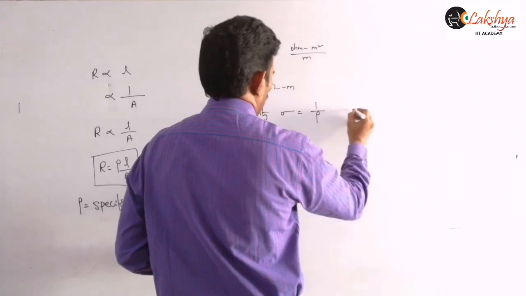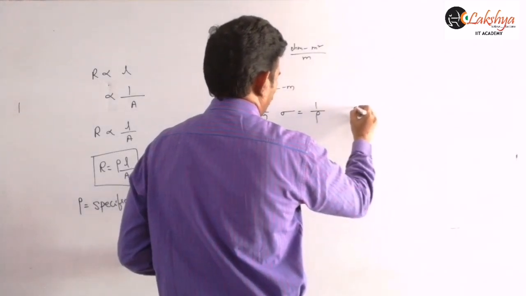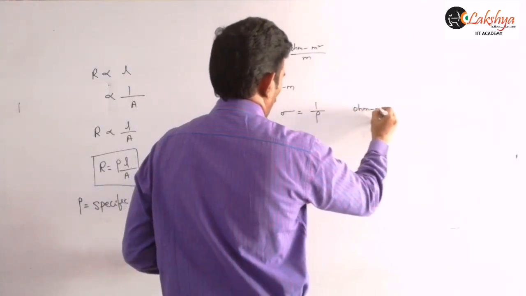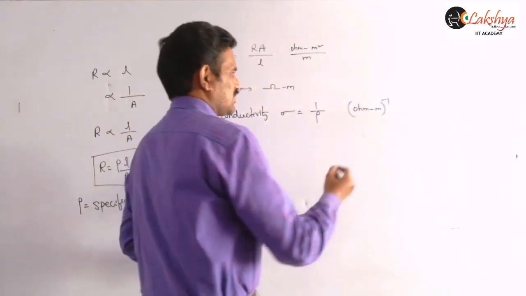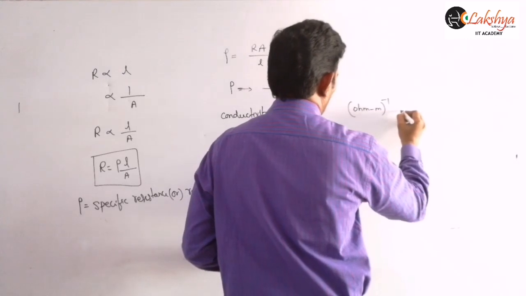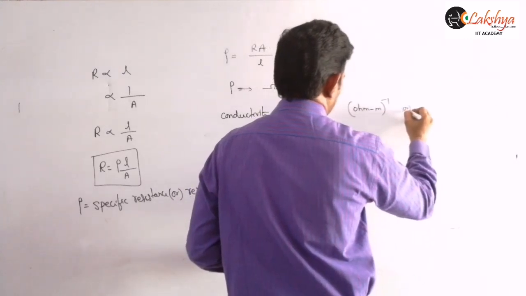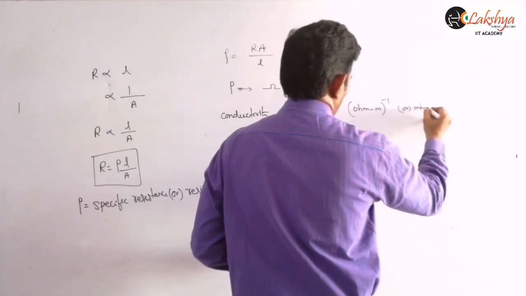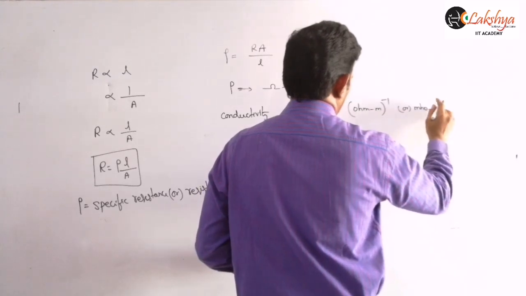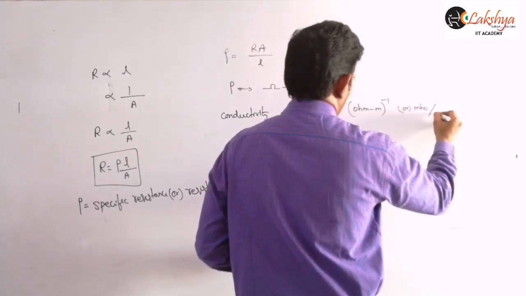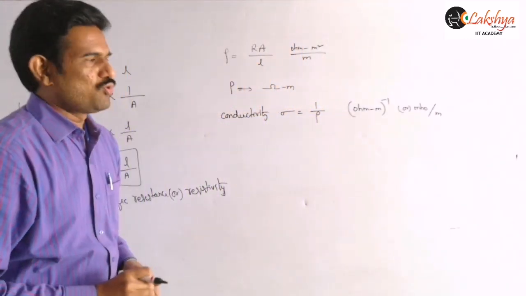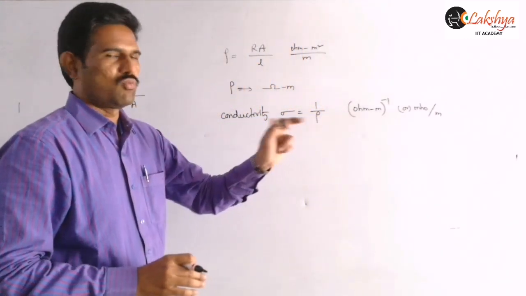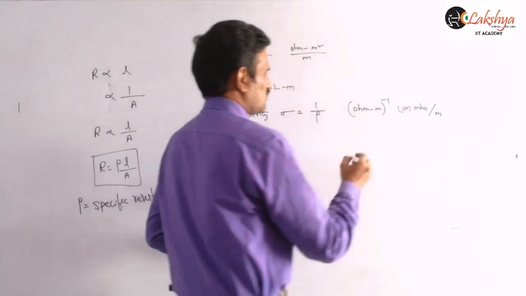So then the unit also we can write this as ohm meter inverse, or which is nothing but we can mention this as mho per meter. That mho per meter is nothing but ohm inverse. That ohm inverse is nothing but we consider as mho, or the symbol also will be reversed there.